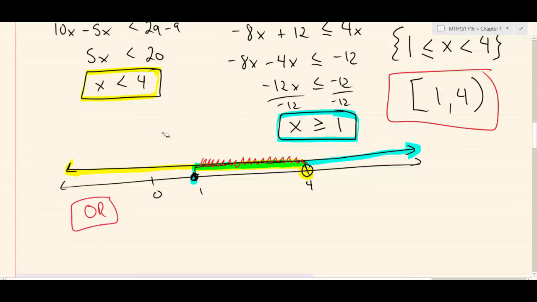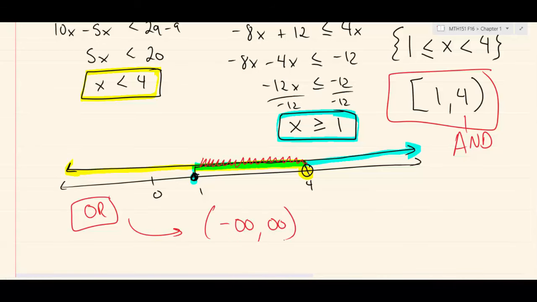What would the solution be for, this is the solution for and, right? What would be the solution for or? Everything's a solution in this problem for the or. What numbers make one or the other? What numbers make the yellow one true or the blue one true? Every number does, right? Like you pick a number in the yellow region, it's yellow, because they overlap, right?